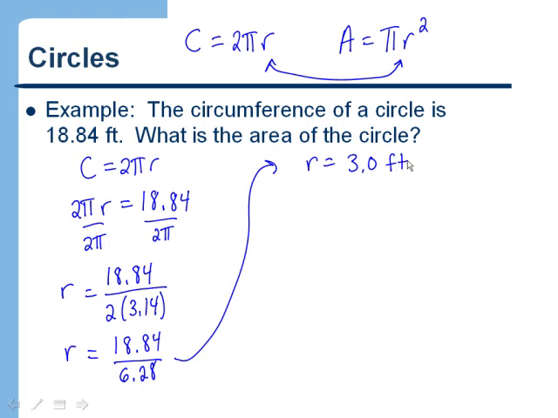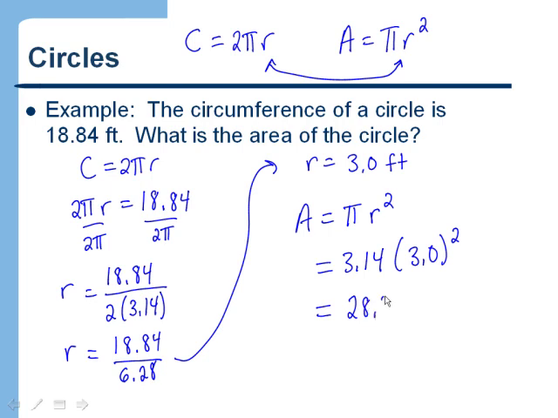Now once I have that, I can now go ahead and calculate the area. So the area is pi times r squared, and so that means 3.14 times 3 squared. And if you work that out with your calculator, you'll get 28.26, and the units would be feet squared.